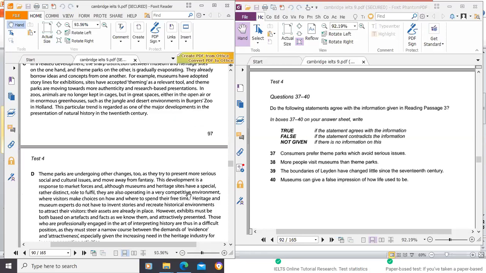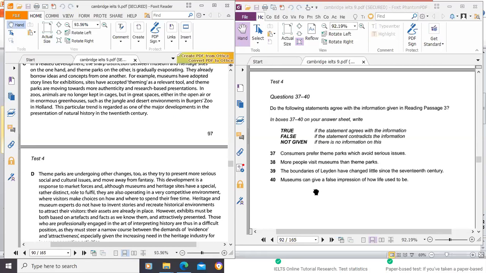They are operating in a very competitive environment where visitors make choices on how and where to spend their free time. They didn't mention anything like that. They are just talking about the theme parks issue they were talking about initially. So this statement, more people visit museums than theme parks, is not given. They are just trying to confuse us.